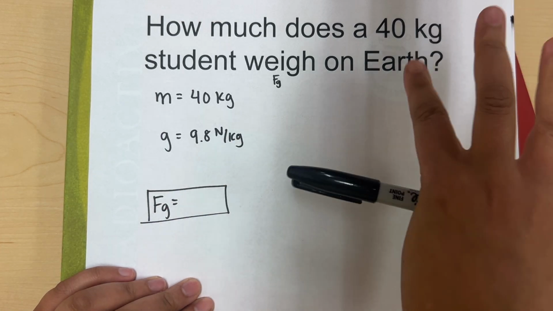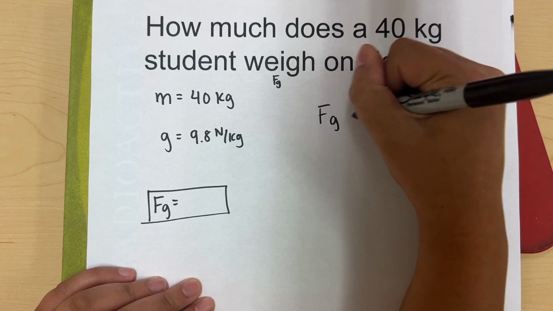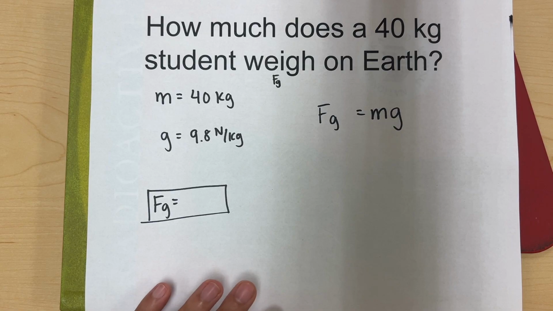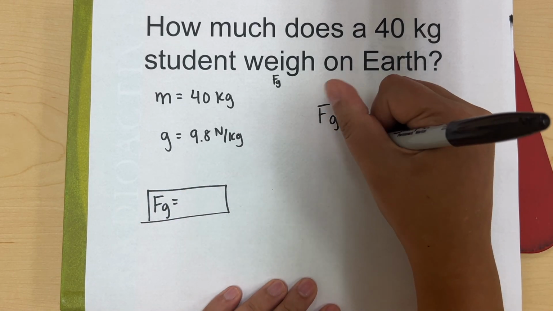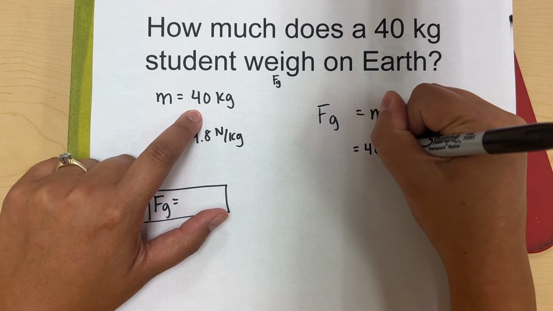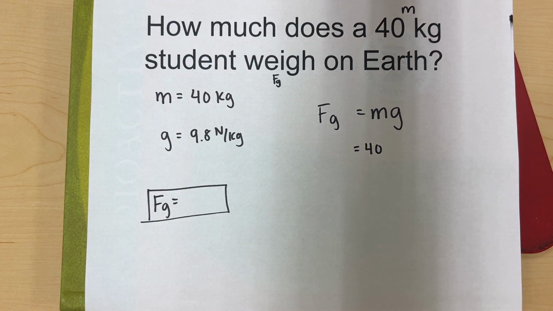So let's assume it's Earth, we have g, we've got all our numbers. Here's our points. You get a point for writing the equation. Weight is equal to mass times field. I substitute in 40 for m because kilograms, this kg up here, is telling me this is mass.